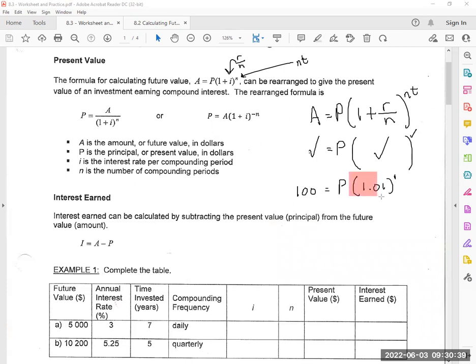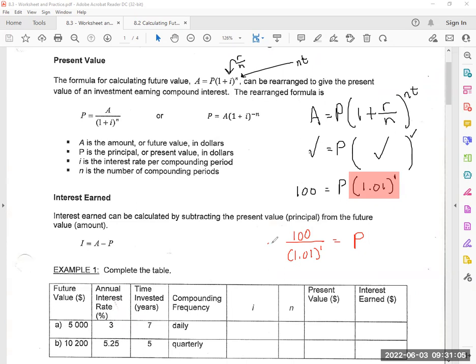Not each other, but there is division. We want P all alone, so we want to get rid of this bracket. Agreed? So we divide both sides by that bracket. So it turns into 100 divided by 1.01 to the power of 1 equals P. Does that make sense to everyone?